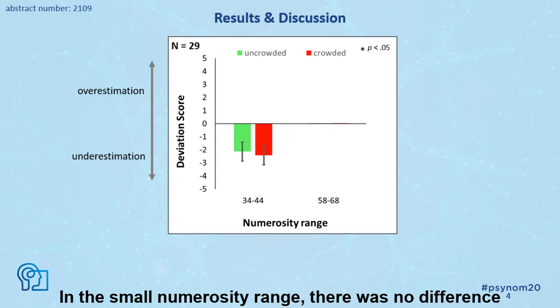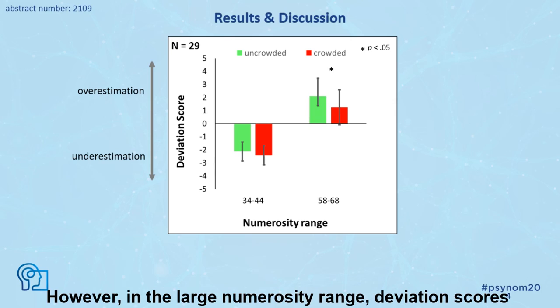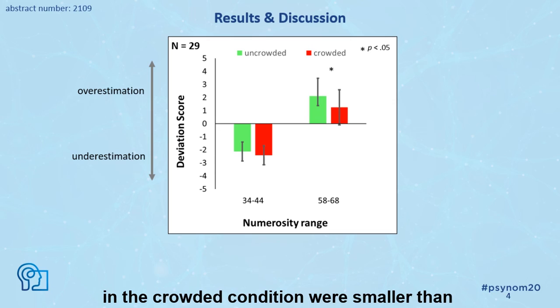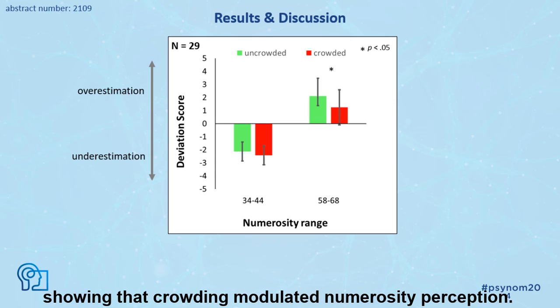In the small numerosity range, there was no difference between the crowded and the uncrowded condition. However, in the large numerosity range, deviation scores in the crowded condition were smaller than in the uncrowded condition, showing that crowding modulated numerosity perception.